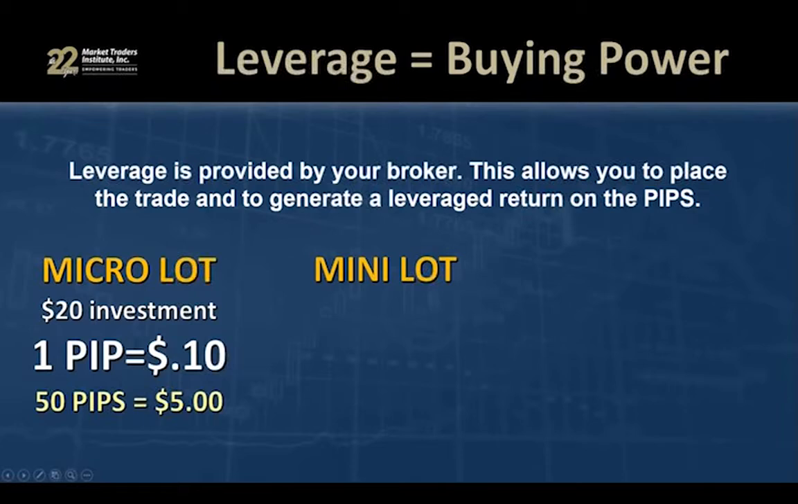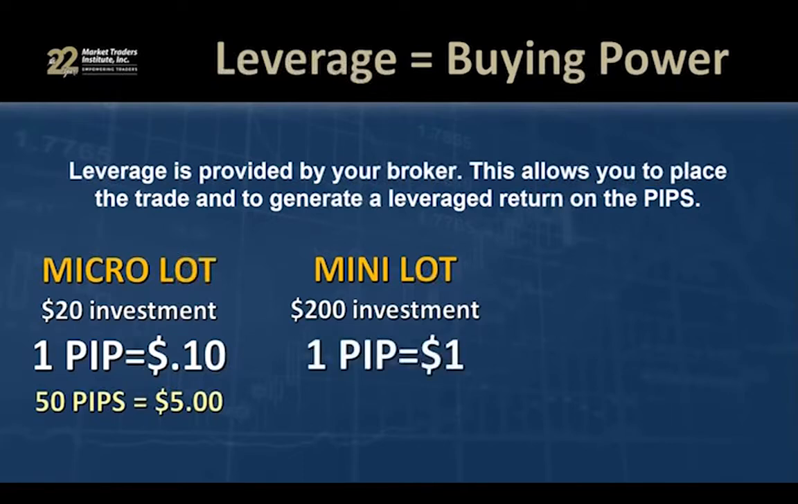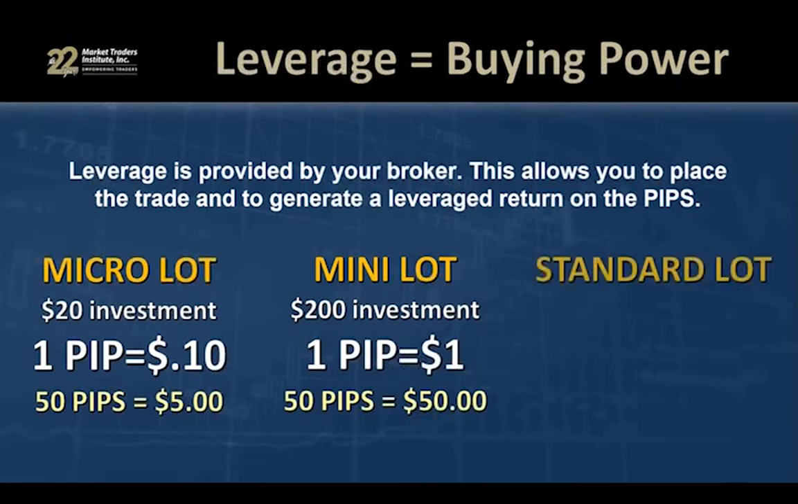Now the next step up is what's called a mini lot. A mini lot is about a $200 investment from your trading account. Your broker borrows this investment size. It allows you to place the trade and to generate the return. In this case, each pip that you capture with a mini lot is going to be worth about $1. So those 50 pips I'm about to show you here today, if we capture them, are going to be worth about $50.